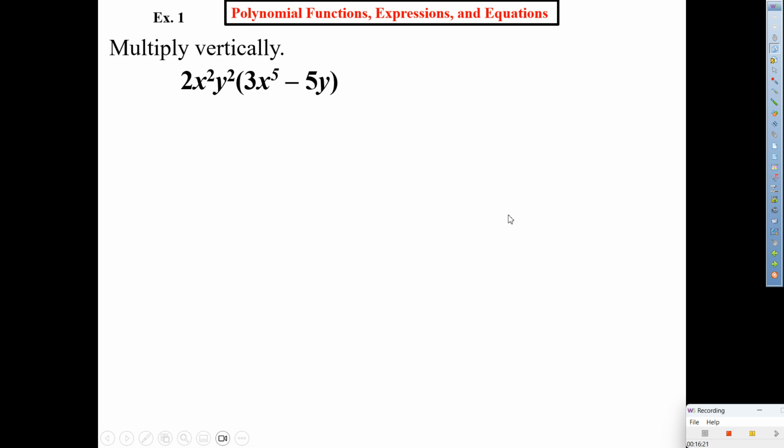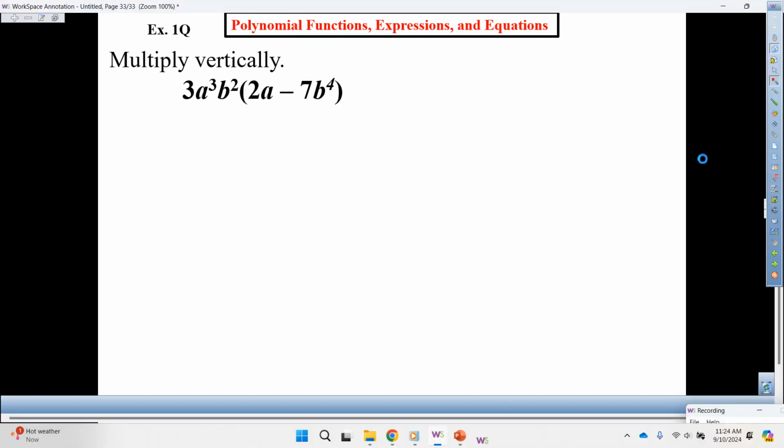Example 1Q. 3a cubed b squared, parentheses 2a minus 7b to the fourth. Actually, let's do this one together. 3a cubed b squared times 2a minus 7b to the fourth. So tell your neighbor what you're going to check for first, really quick. What do we check for first?